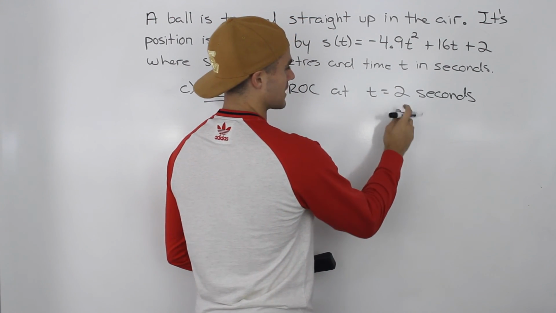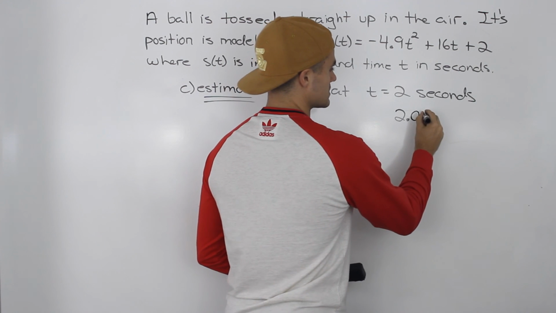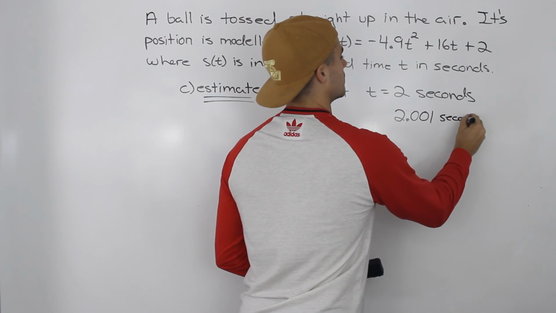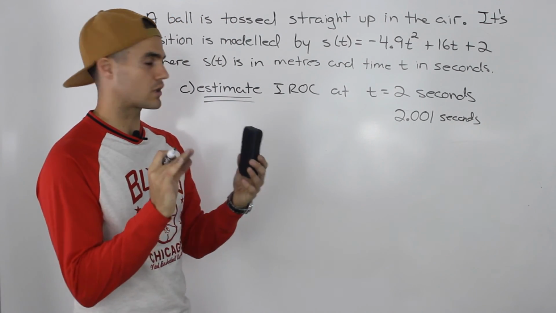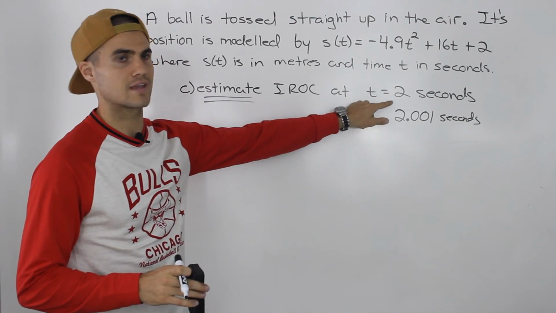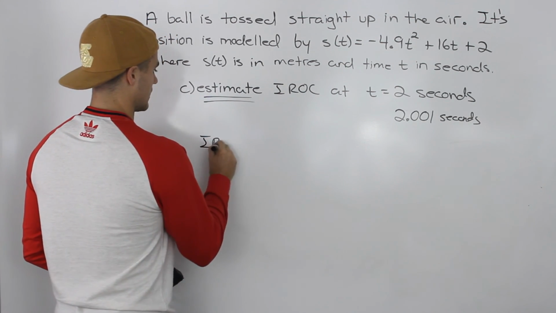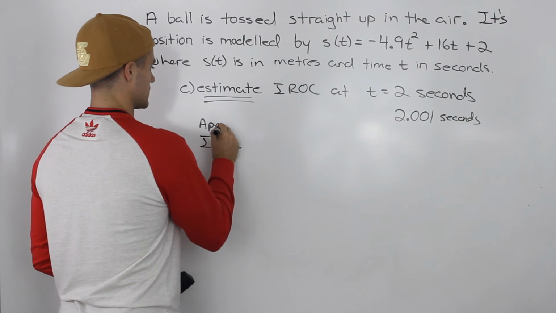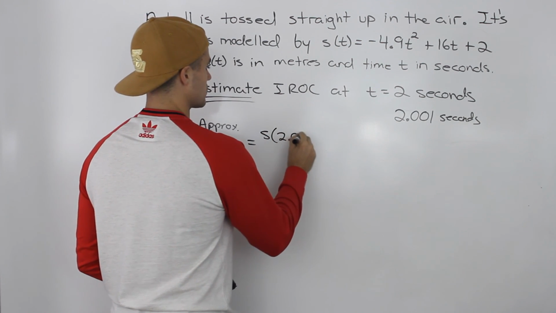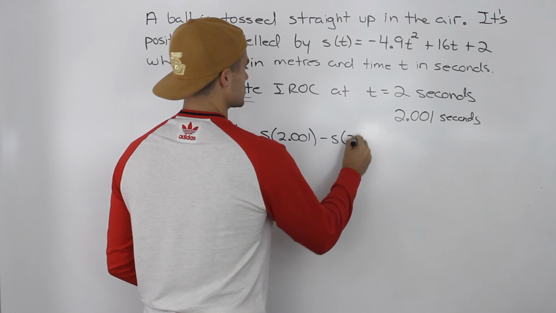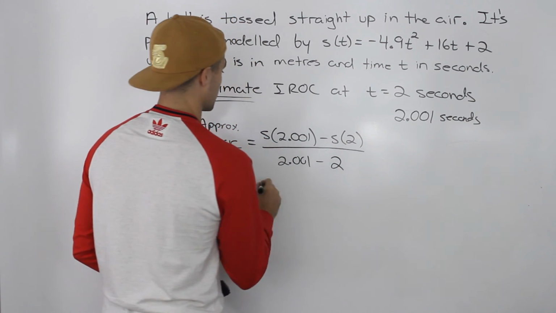So we would use 2 seconds, and then we can also use something very close to 2 seconds, but greater than it, like 2.001 seconds. So if we find the average rate of change between those, because they're very close, that would give us a good approximation for the instantaneous rate of change, or the slope of the tangent at 2 seconds. So instantaneous rate of change, perhaps I'll write approximate. Instantaneous rate of change is what? S of 2.001 minus S of 2 all over 2.001 minus 2.